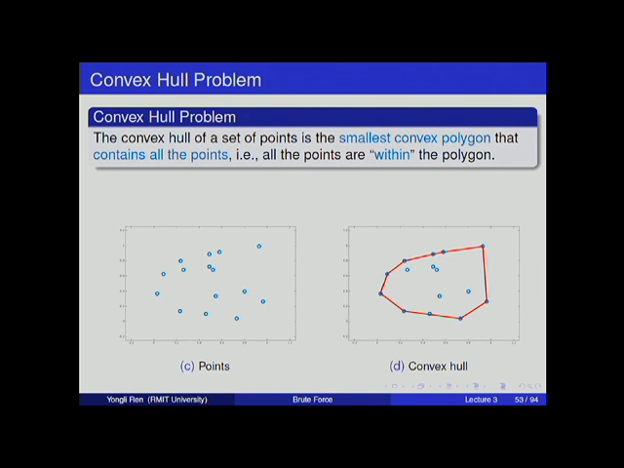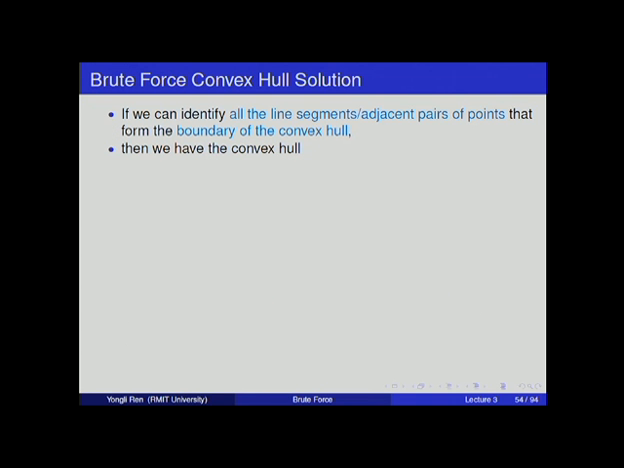Now, to do that, using what we talked about today, we use brute force. So easy. What we do is something like this: we will try all the line segments, all those pairs of points, to say whether it is a boundary, or part of the convex hull. So what does that mean?